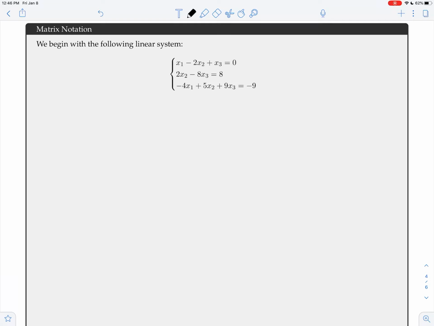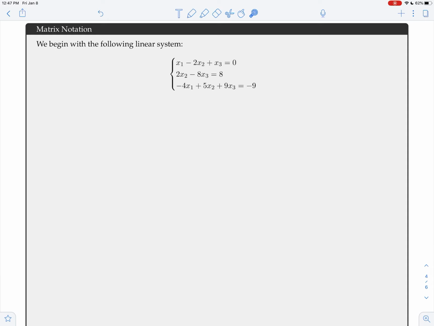I want to introduce you to some notation, and that is matrix notation. So first off, what is a matrix? A matrix is just a rectangular grid of numbers, and they are extremely useful. They will be the heart of almost everything we do this semester. And so one of the places that they pop up is these linear systems.